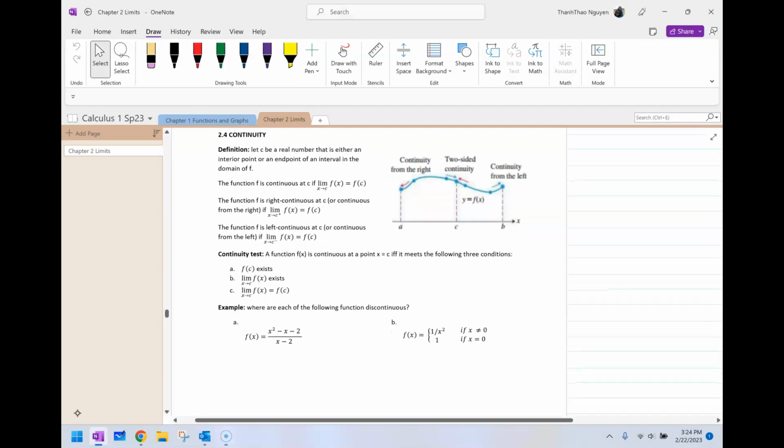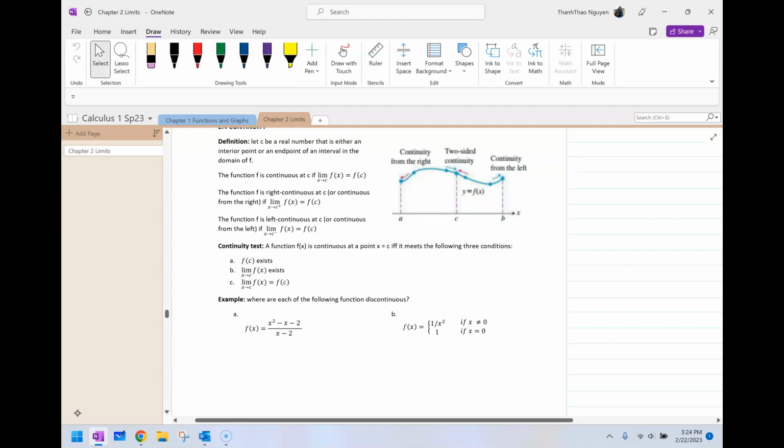The function is right continuous at c, or continuous from the right, if the limit as x approaches c from the right of f of x equals f of c. The function is called left continuous at c, or continuous from the left, if the limit as x approaches c from the left of f of x is equal to the value f of c.